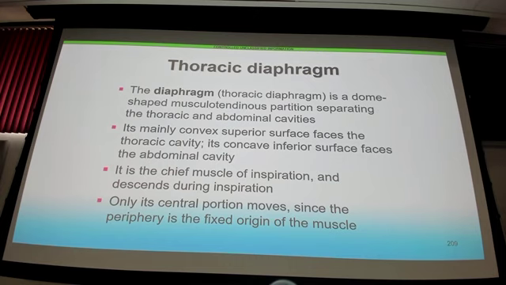But we're just going to look at the anatomy of the diaphragm. So you would say, yes, it's domed. That means its superior surface is convex. The inferior surface is concave. It is the main muscle of inspiration. I think you know by now. And it's attached all along the periphery. Then it has a central tendon that holds it all together.